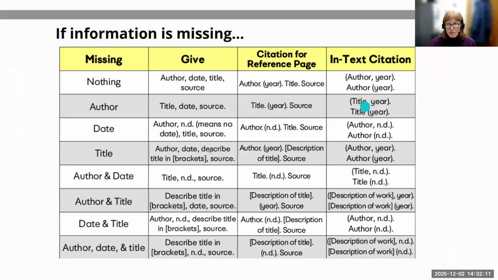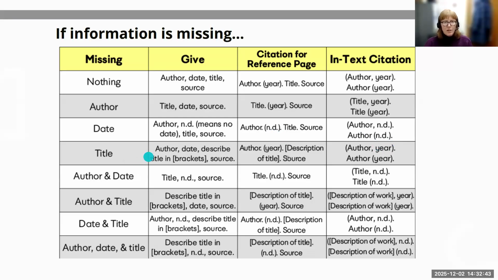If we don't have a date, we include the letters n.d. right here, and that stands for no date. It's just a placeholder to say, I know that there's a date that you want here, but there's no date. So that is why we have n.d., right? So author, n.d. if there's not a date, and then title, source, or in our in-text, we can include n.d. as well.